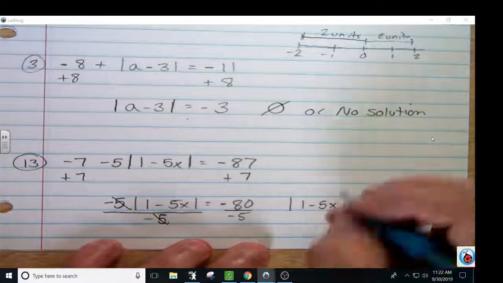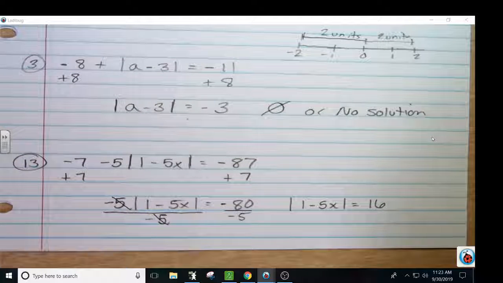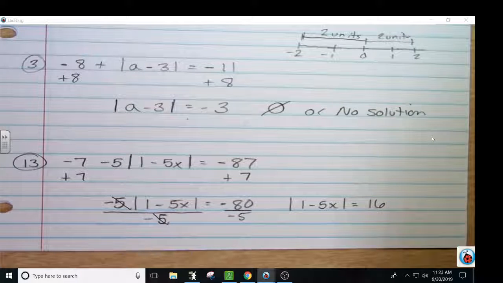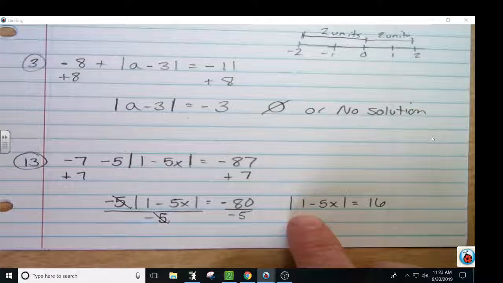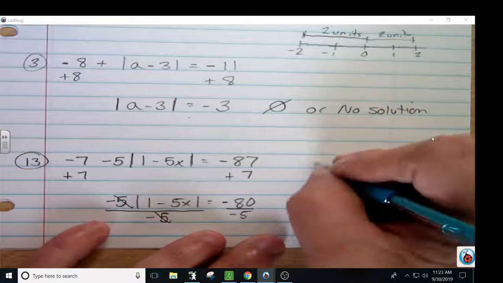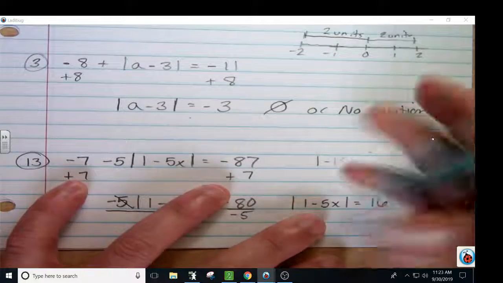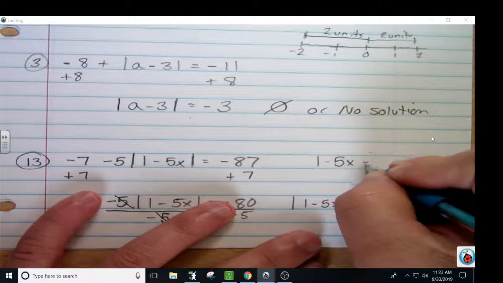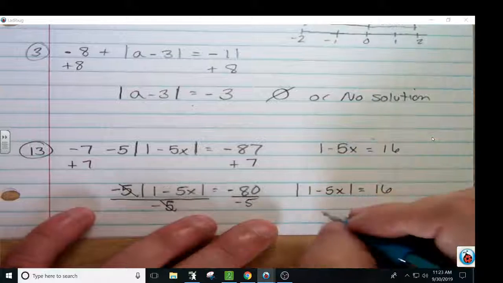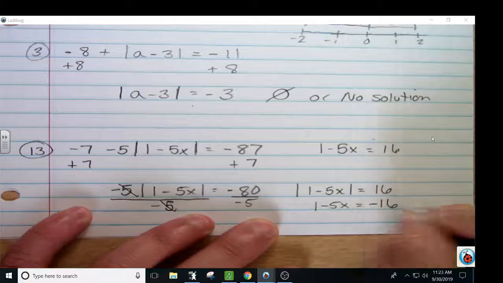All right, now I've got the absolute value by itself. What's my next step? If I get my absolute value bars by itself, what's the next step? You're going to take the inside: 1 minus 5x equals positive 16. And then it's going to be 1 minus 5x equals negative 16.